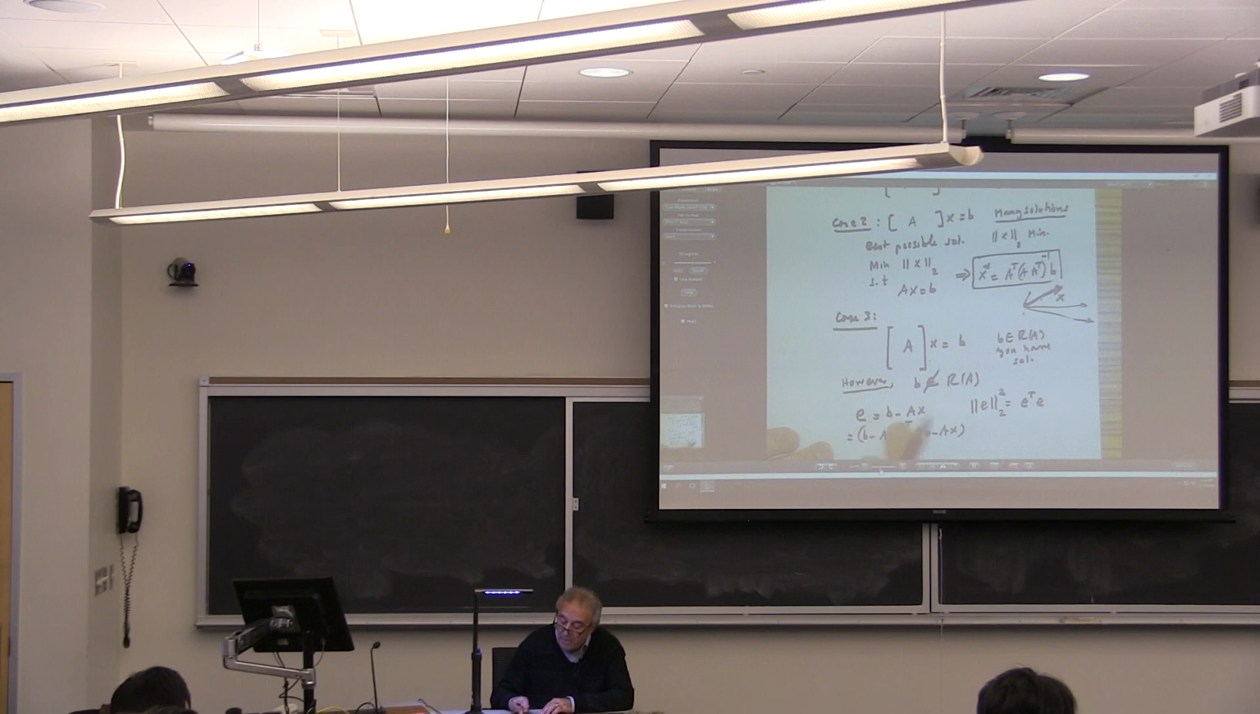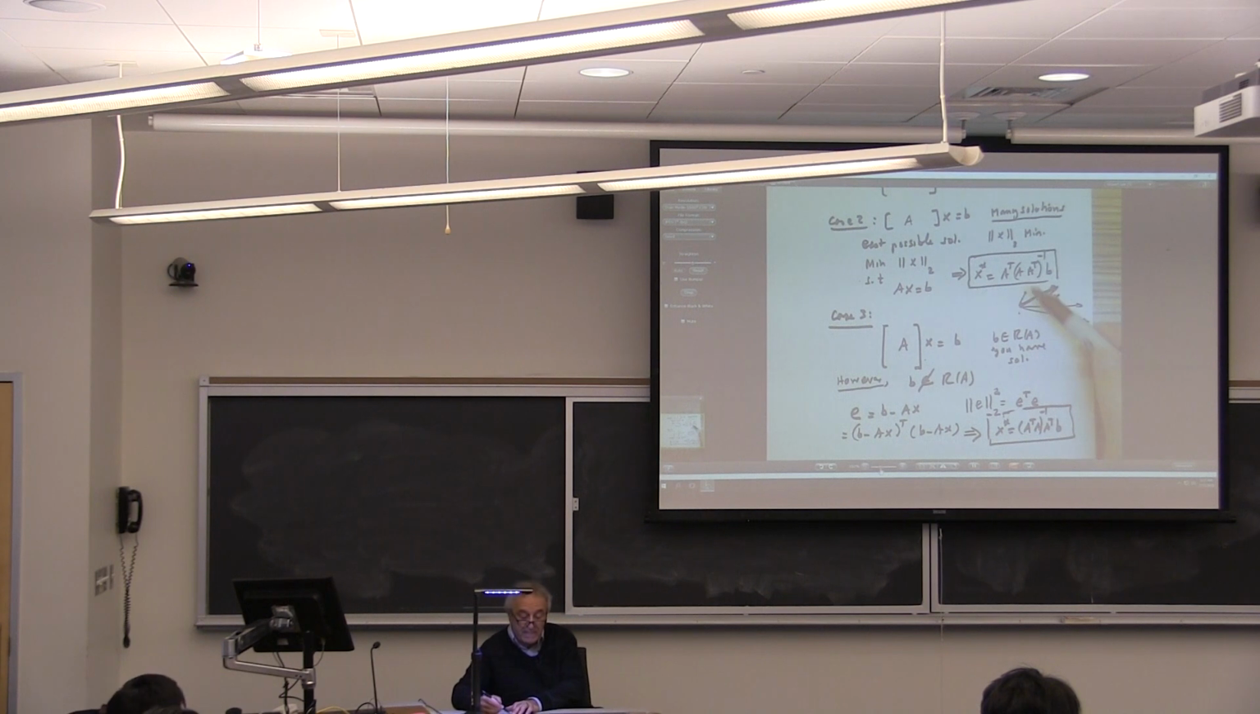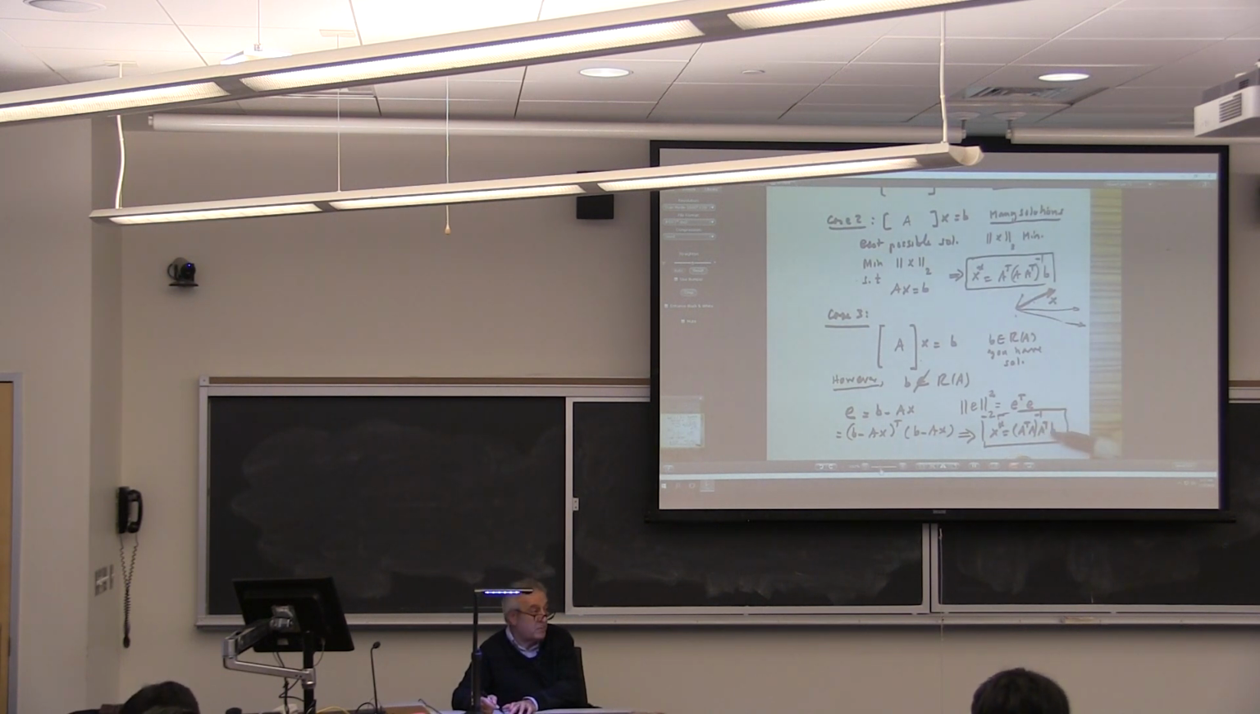For E, I can put (B minus AX) transpose times (B minus AX). You have to take the transpose of this quantity times this, take the derivative with respect to vectors and so on, and then when you do that, the outcome of the solution here becomes X star is equal to (A transpose A) inverse times A transpose times B. So the solution, therefore, becomes very similar to the other one, except that here you take A transpose times A inverse times A transpose times B.